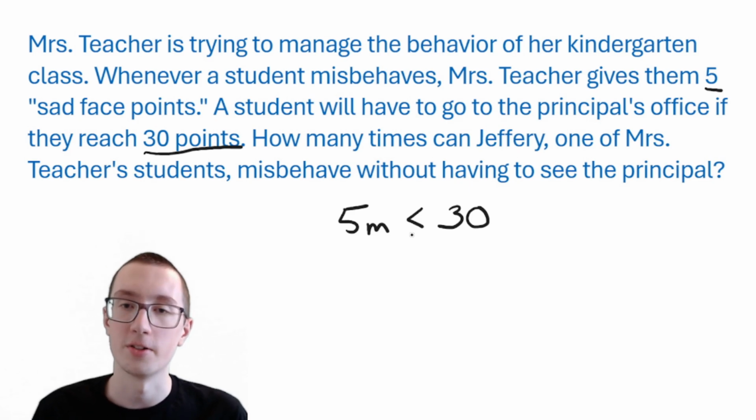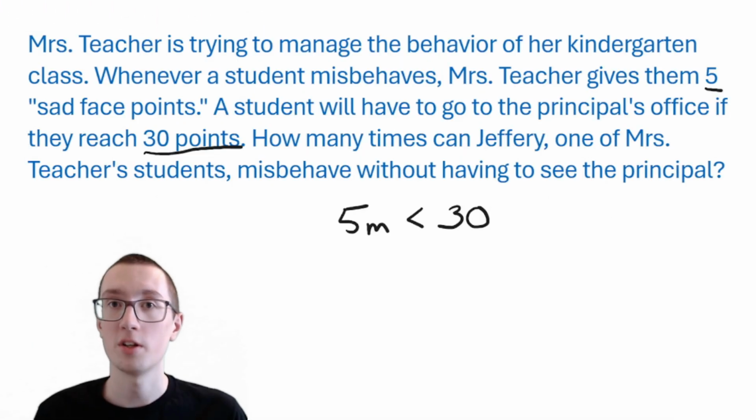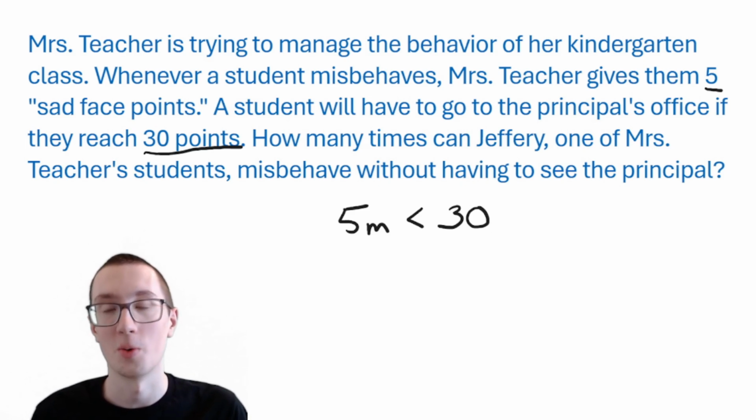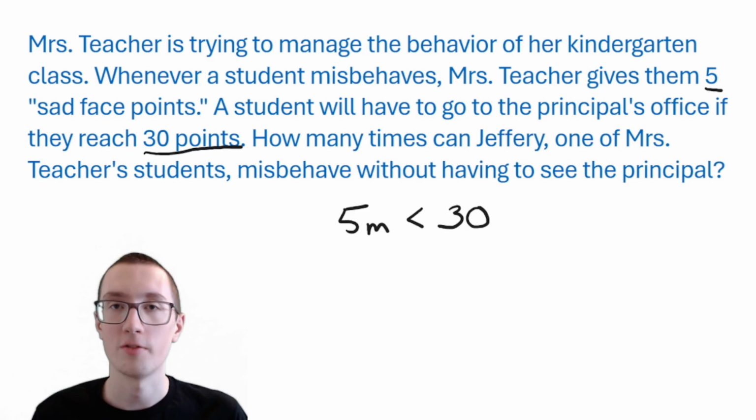But will we put a line under this? We actually wouldn't in this case, because if a student reaches exactly 30 points, well, they have to go see the principal, and they don't want to do that. So the number 30 is not acceptable here. It needs to be less than 30. So let's go ahead and solve this inequality.